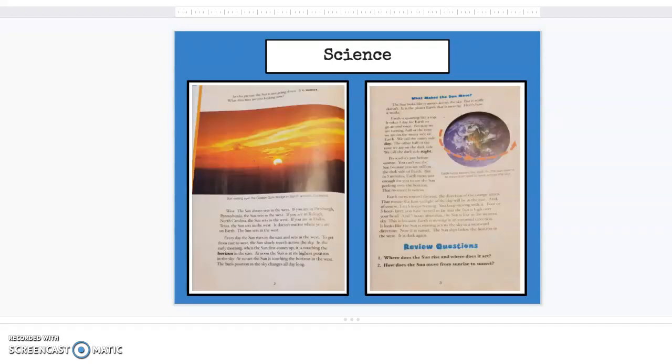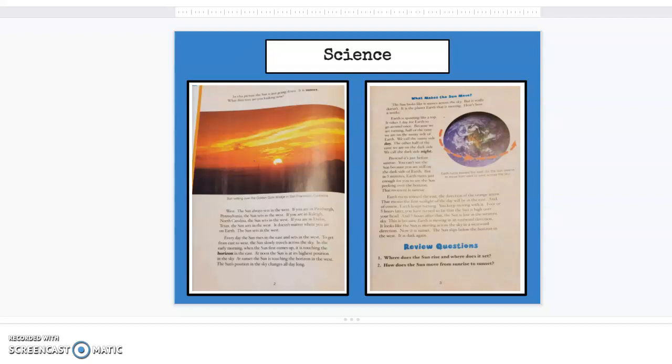In this picture, the sun is just going down. It is sunset. What direction are you looking now? West. The sun always sets in the west. If you are in Pittsburgh, Pennsylvania, the sun sets in the west. If you are in Raleigh, North Carolina, the sun sets in the west. If you are in Dallas, Texas, the sun sets in the west. It doesn't matter where you are on Earth, the sun sets in the west.